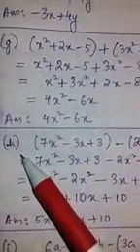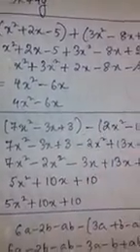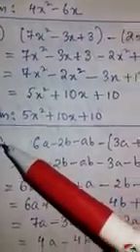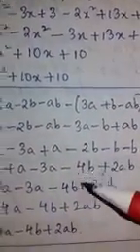Next, sum number H. Here the process will also remain the same, and for number I also, the process will remain the same.